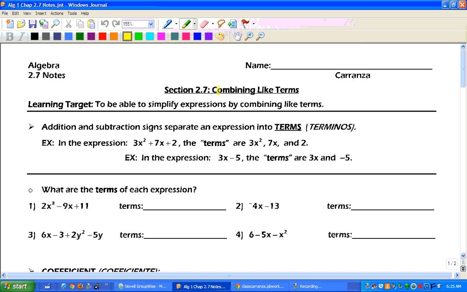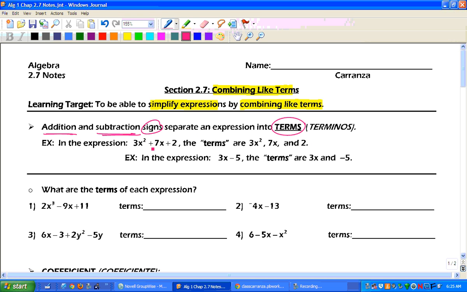Today we're going to be talking about Section 2.7, Combining Like Terms. After today, you should be able to simplify expressions by combining like terms. Before we go into what all that entails, let's go through a couple of reminders of exactly what a term is. We need to remember that addition and subtraction signs separate an expression into terms.